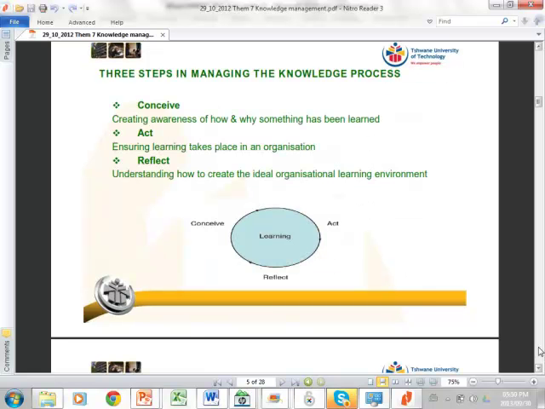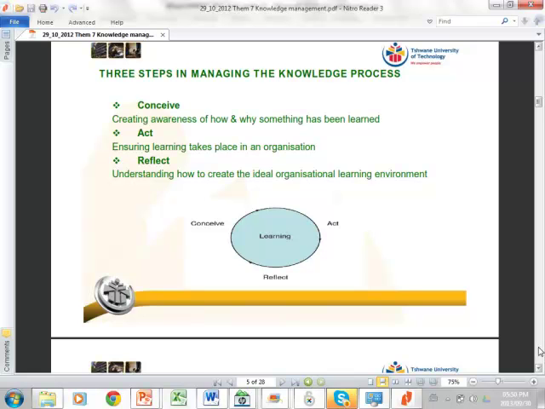Okay, so the 3 steps in managing the knowledge process are basically conceive, act, and reflect. Remember, in Agile there were 4: plan, do, act, change. Sorry? Check. Yeah. So here it is act, reflect, conceive. So that's where you check and you change the way that you do it. All right. There are various people that have various ways of describing this learning cycle. This is the cycle that we will be discussing in this course.